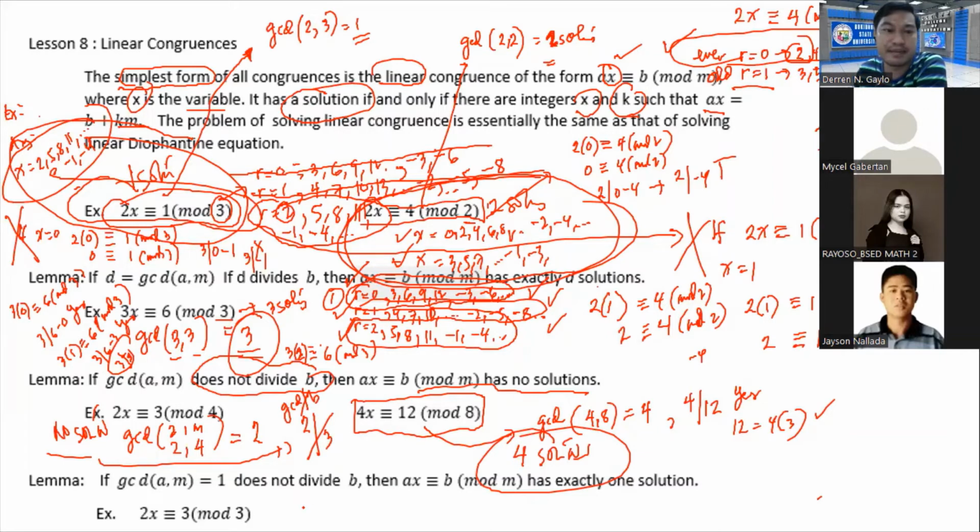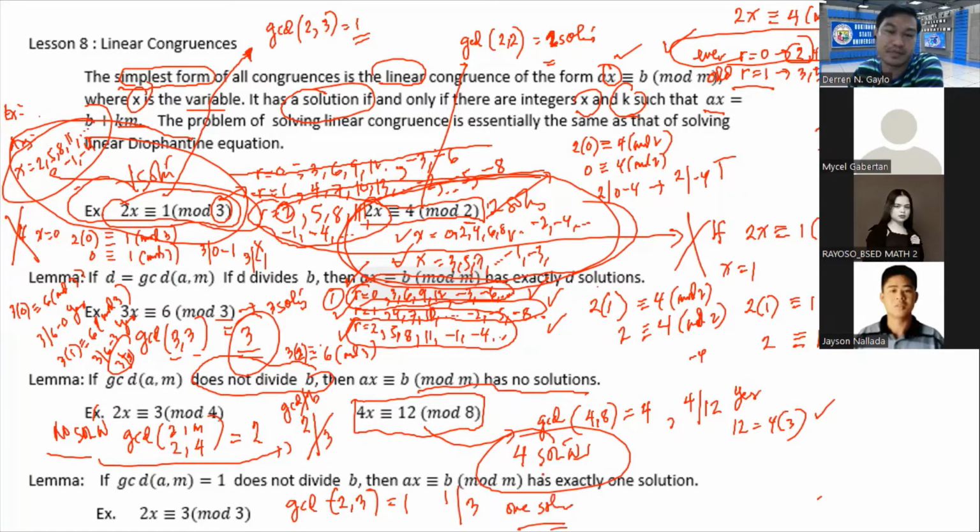How about this one? In this lemma, we also have another lemma. If the greatest common divisor of A and M is equal to 1, then AX congruent to B modulo M has only one solution. So let's take a look at this one. If you get the GCD here, the GCD of 2 and 3 is 1, right? And 1 will divide 3. But if you look into that, based on the lemma, you have one solution.